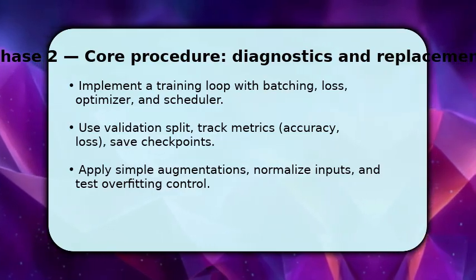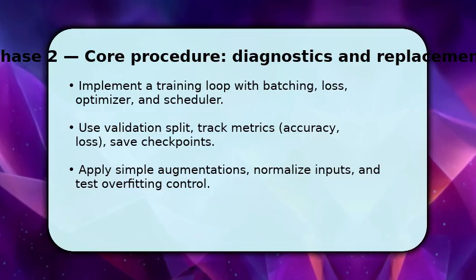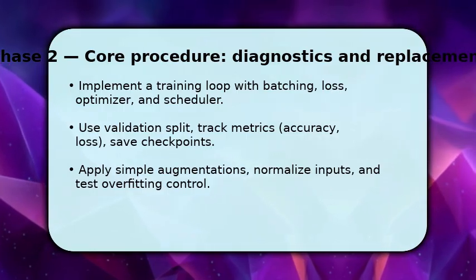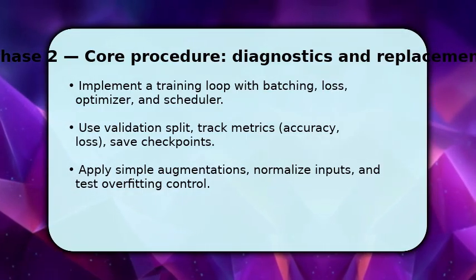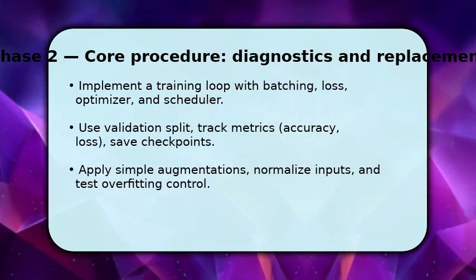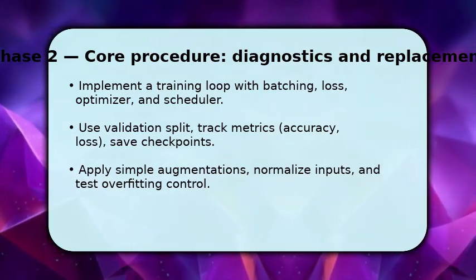Once you have stable training, iterate hyperparameters: learning rate, batch size, number of layers, and add lightweight augmentations. These practical changes improve generalization without rewrites.